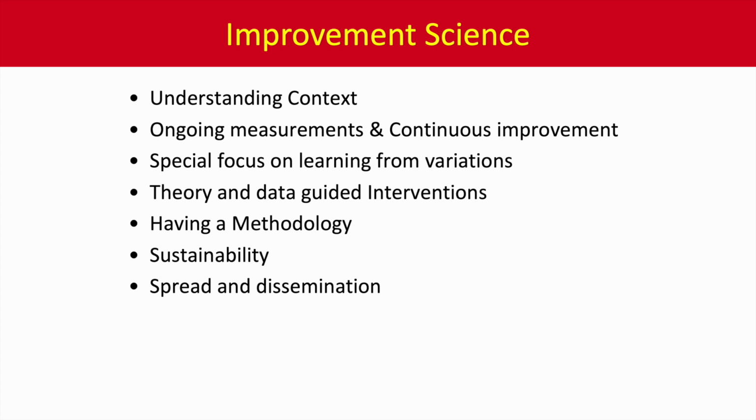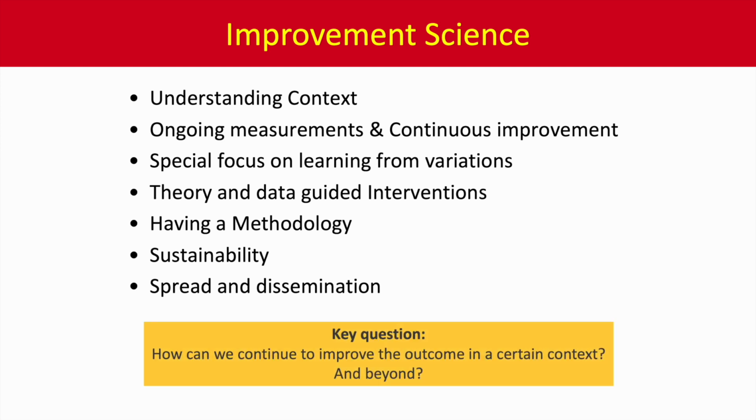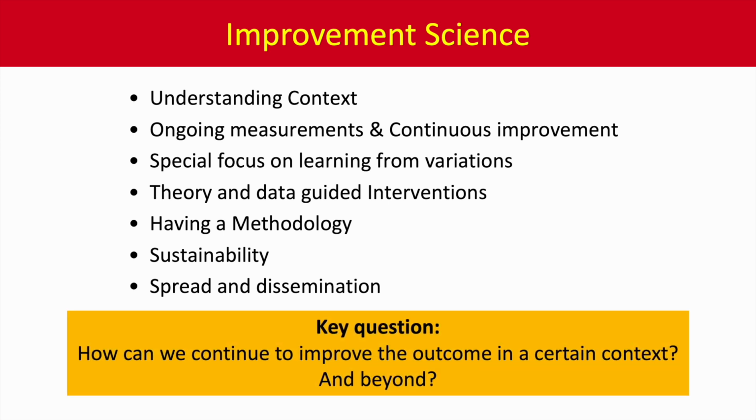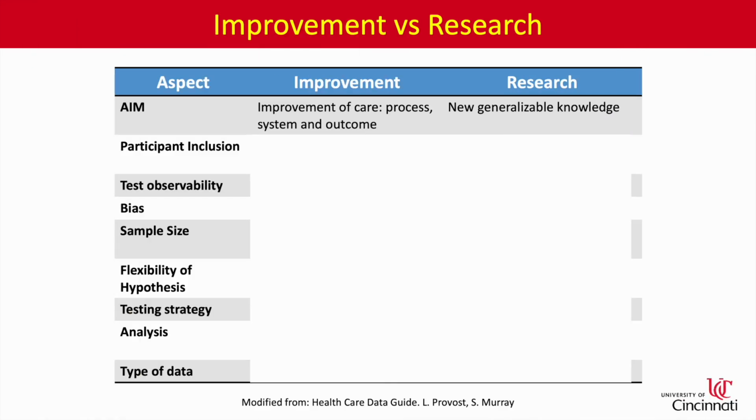There's special focus on learning from variations. The interventions are theory and data guided, and we follow a methodology to bring about this change. And we always want to have a foresight towards sustainability and spread. So essentially the key question in improvement science is, how can we continue to improve the outcome in a certain context and beyond?